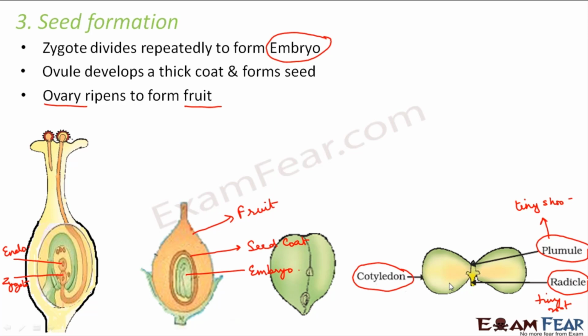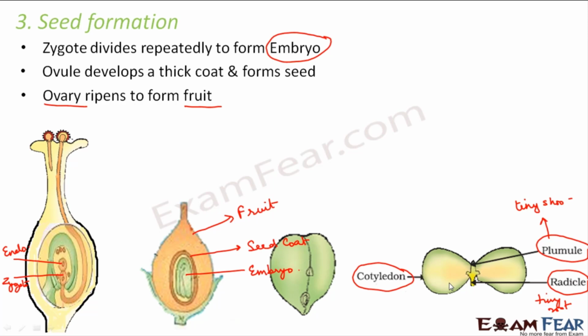So the ovule, which is containing the embryo, will become the seed, and the ovary will become the fruit. So now this seed is capable of giving rise to a new plant. Why? Because the seed's internal structure consists of a tiny shoot called plumule and a tiny root called radicle, and its food storage is stored in leaf-like structures called cotyledons.